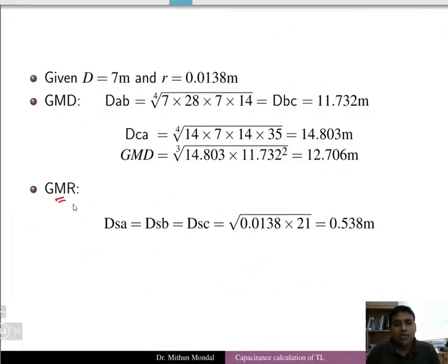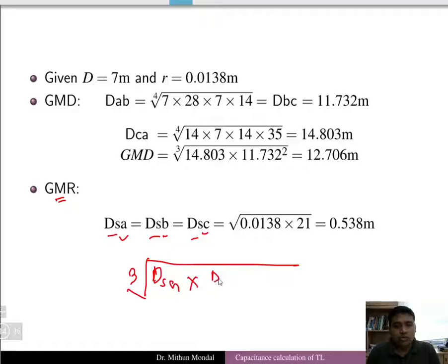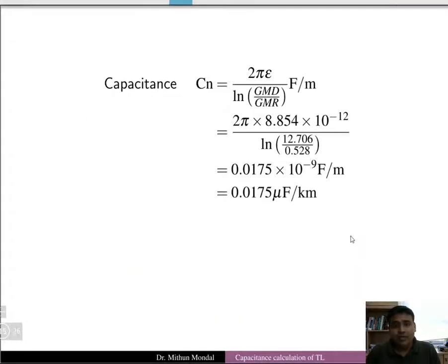The GMR of the line for all these 3 configurations is equal for phase A, phase B and phase C. So again the GMR would be the cube root of the individual SA into SB into SC. Now since all these three are equal, it will be equal to SA, which is equal to 0.538. So after calculating the GMD and GMR, it will be easy to find out the capacitance, which is equal to 2 pi epsilon ln of GMD by GMR.